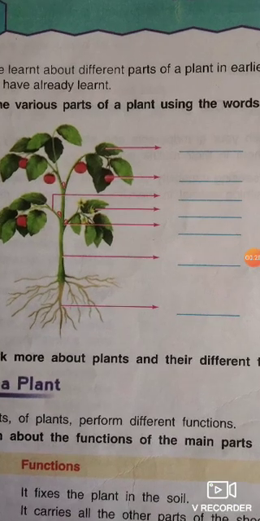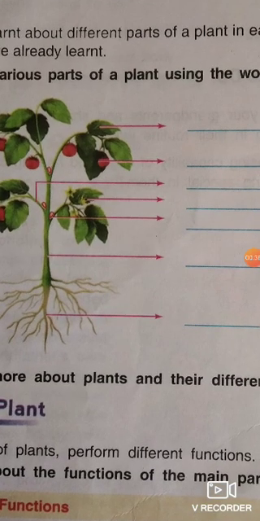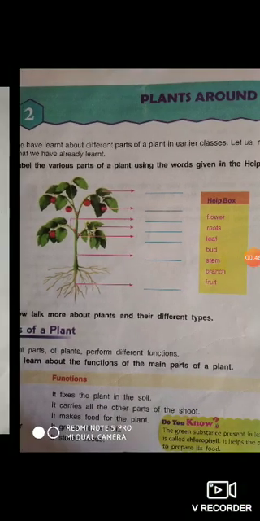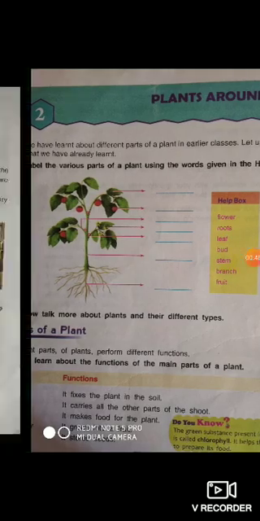This is the plant. You have to write the parts of the plant: leaf, fruit, flower, bud, branch, stem, and root. In this, I will write the names on the right side.